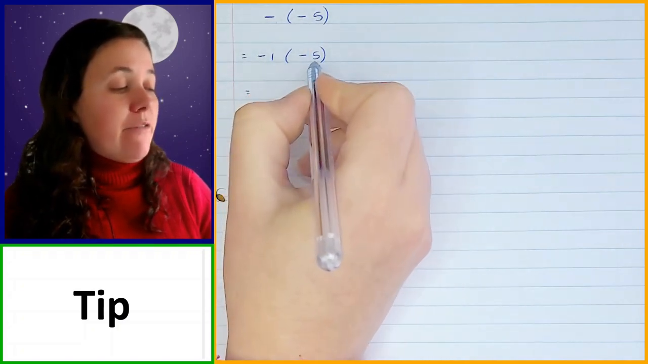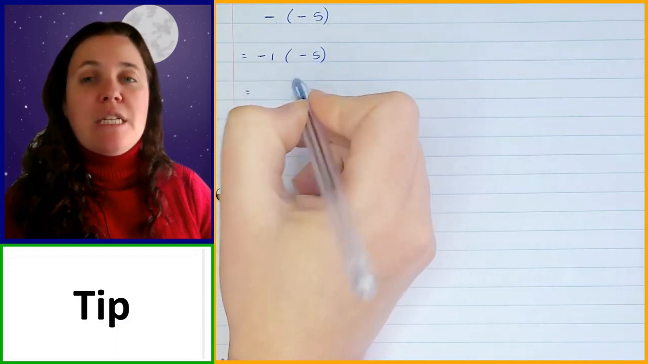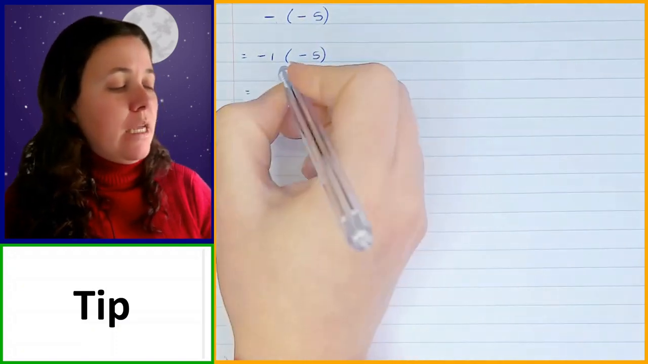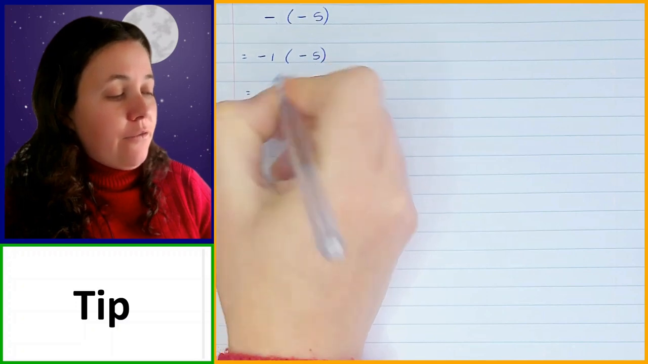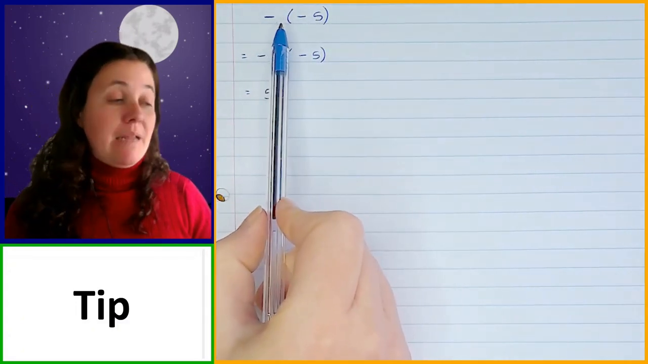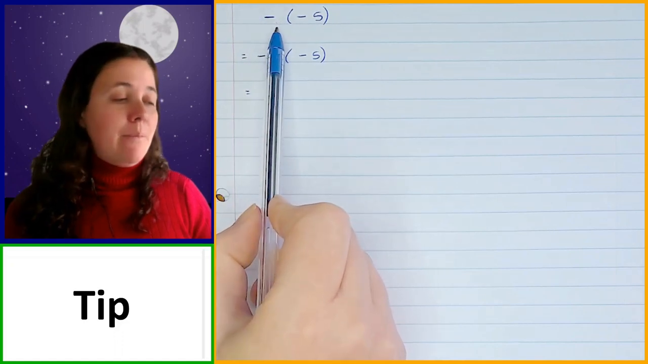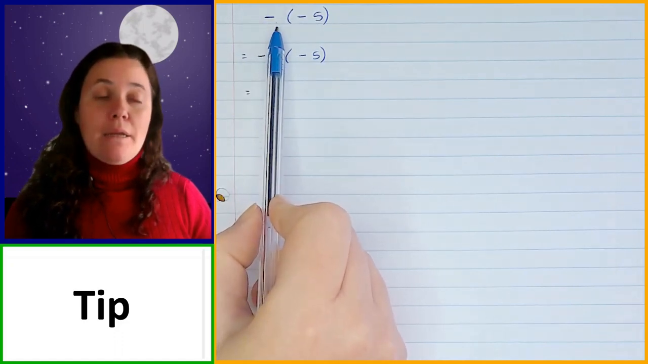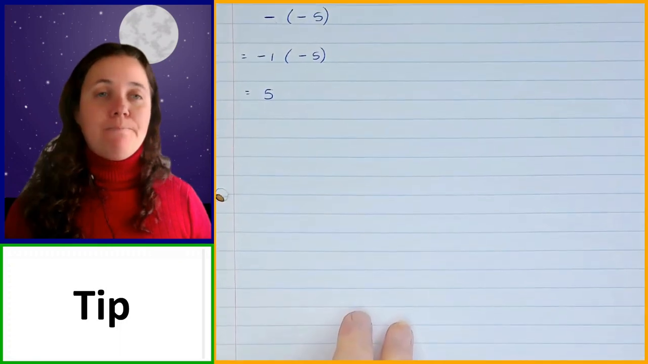And then 1 times 5 means that the number part of this is going to stay the same because you're just multiplying it by 1. So that gives us positive 5. So if you don't see anything except for a minus sign in front of the bracket, then that means that it is minus 1 that is being multiplied into that bracket. Okay.